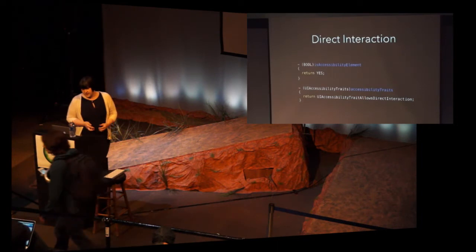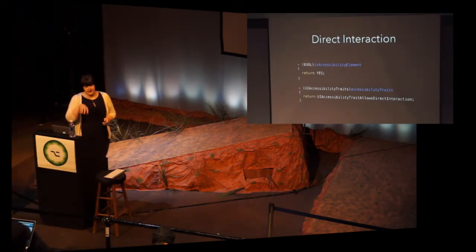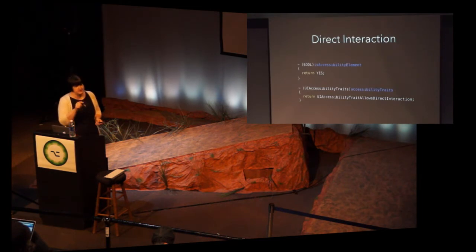And then sometimes you might also want to let a user directly interact with an interface. It might be more complicated than just a bunch of buttons and labels on a screen. So something like a piano app or a drawing app, where you don't want the user to be interrupted by VoiceOver. All you need to do is add a trait that says allows direct interaction.